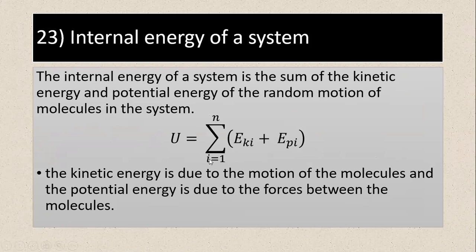This is our definition. So it's basically the sum of kinetic and potential energy of all the molecules, all due to the motion. Each molecule has different kinetic energy and different potential energy. Potential is because of the intermolecular force, kinetic is because of the movement, because kinetic means it is moving.